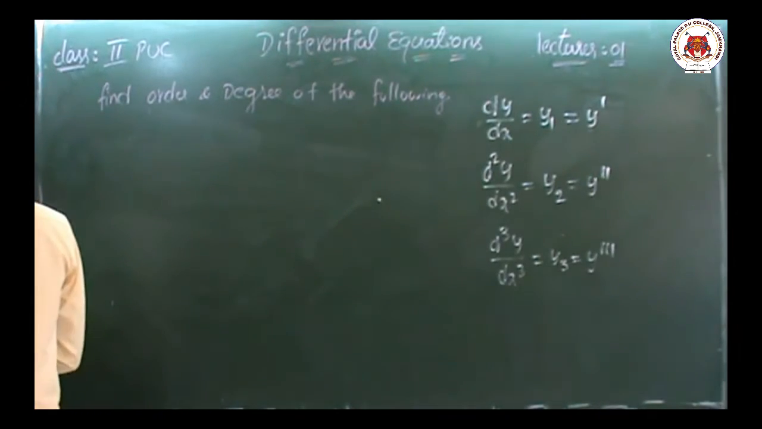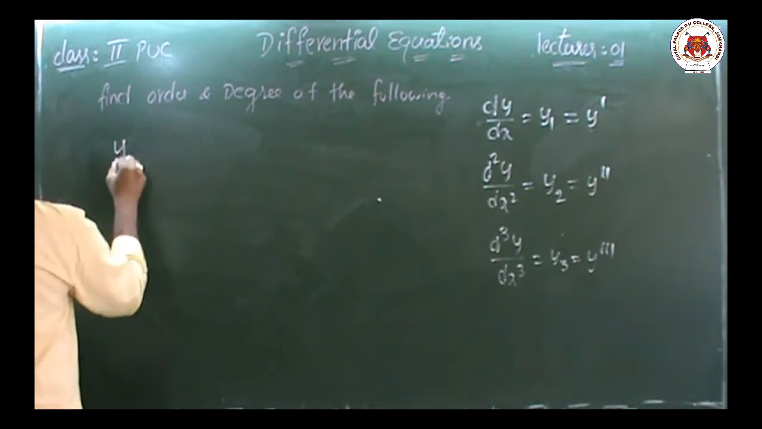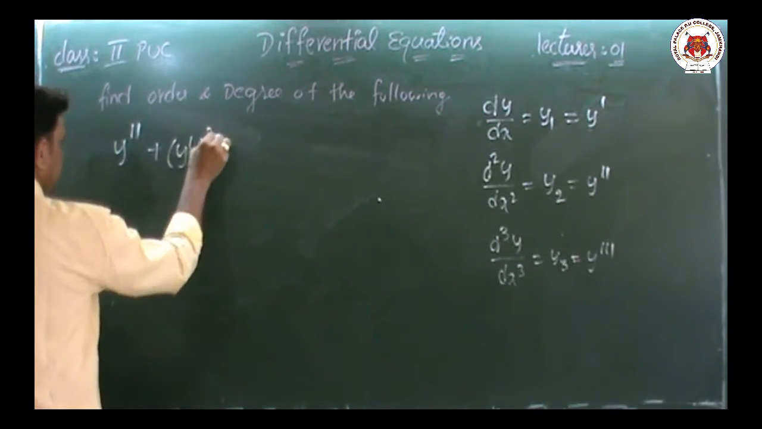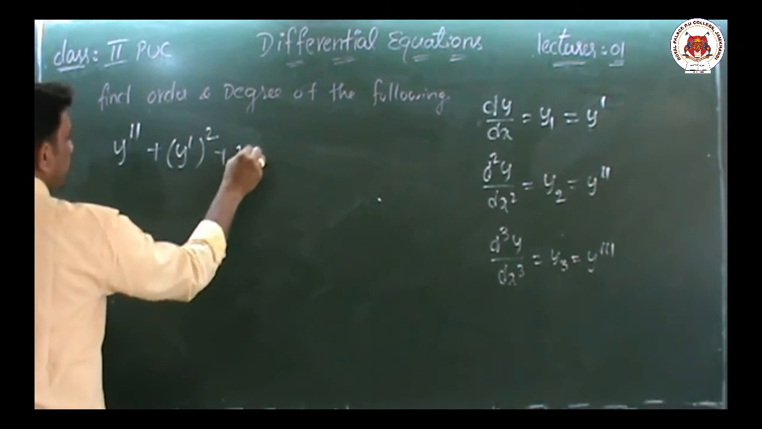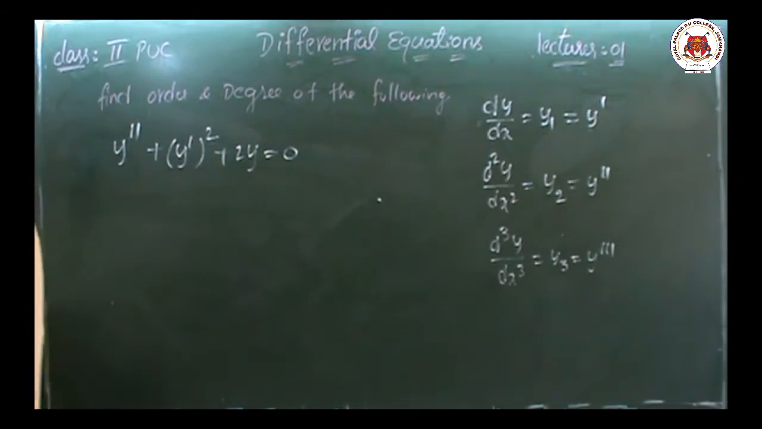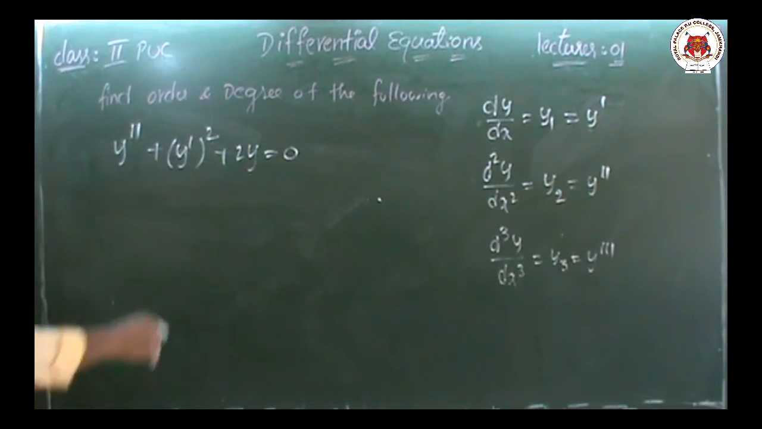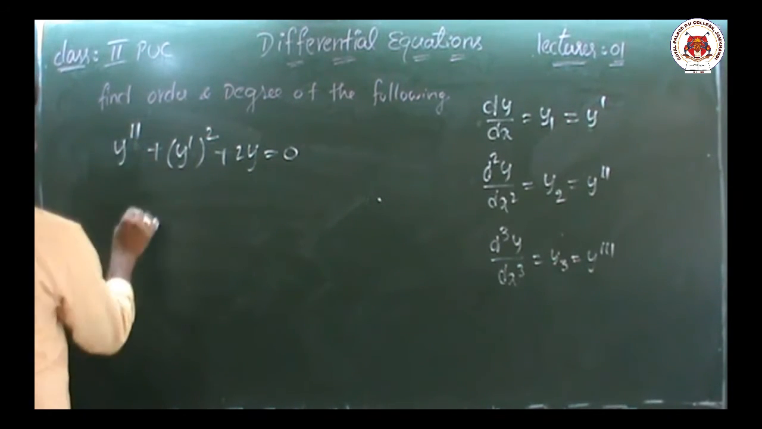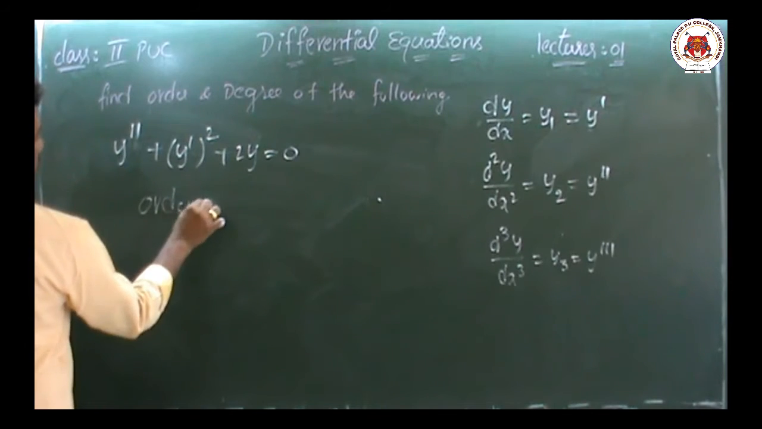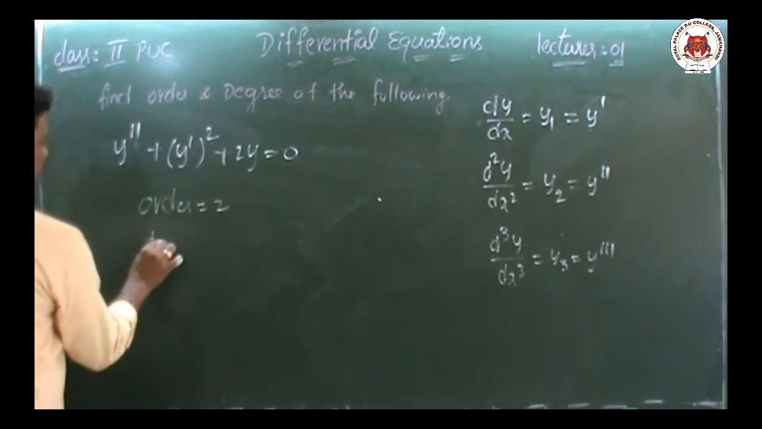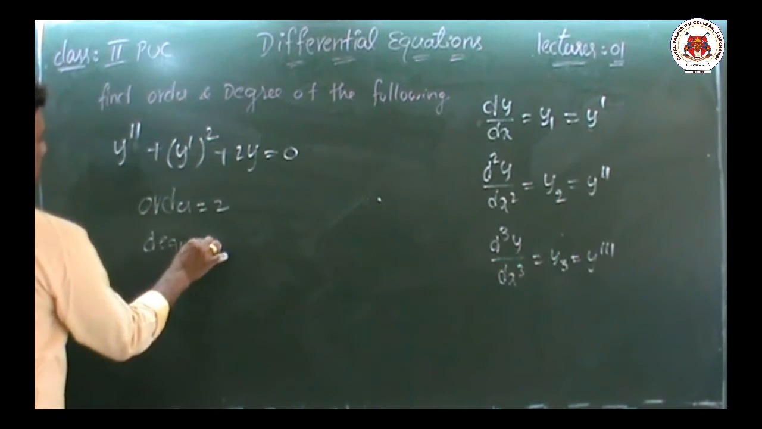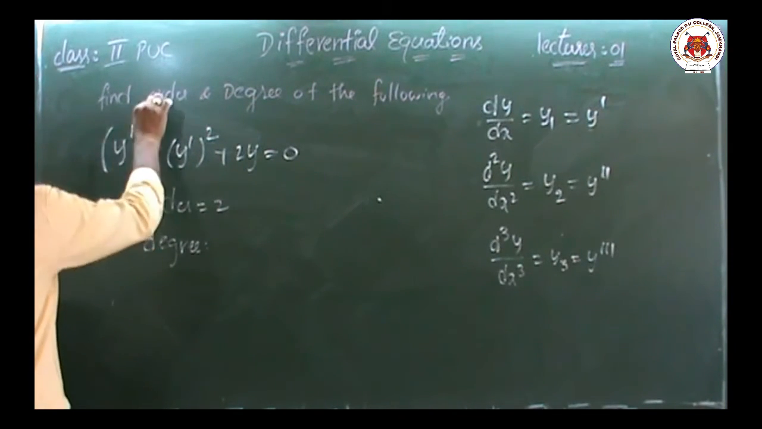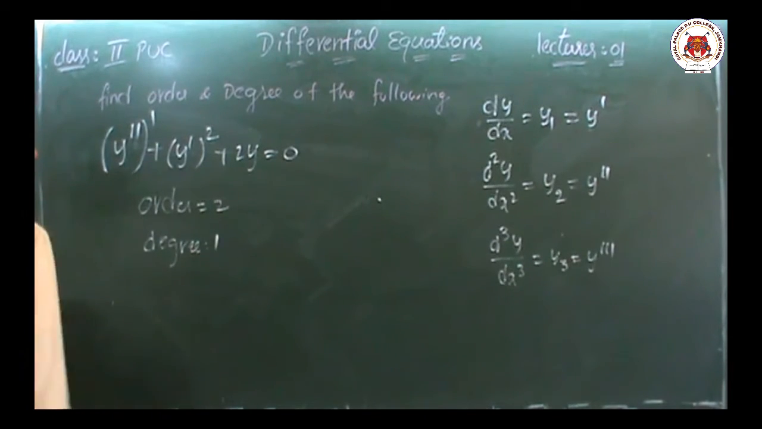y double dash plus (y dash) whole square plus 2y is equal to 0. So we can check here one time differentiating, here two times differentiating, the maximum number of times. So order is equal to 2. Then degree. So what is the degree? Degree means the highest differentiated term, its power. Nothing is there, which means power 1 is there. So order 2 and its degree is 1.